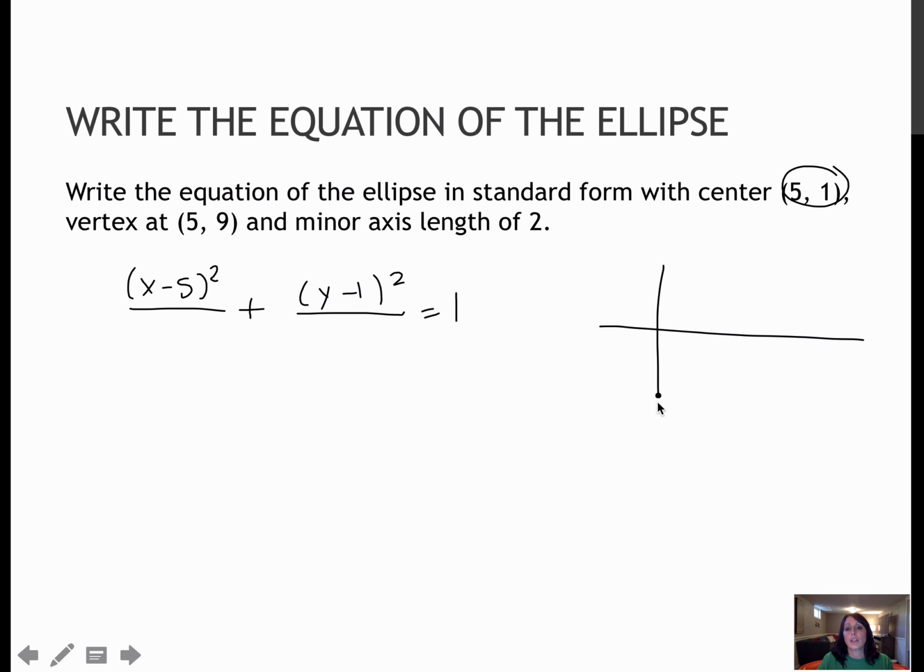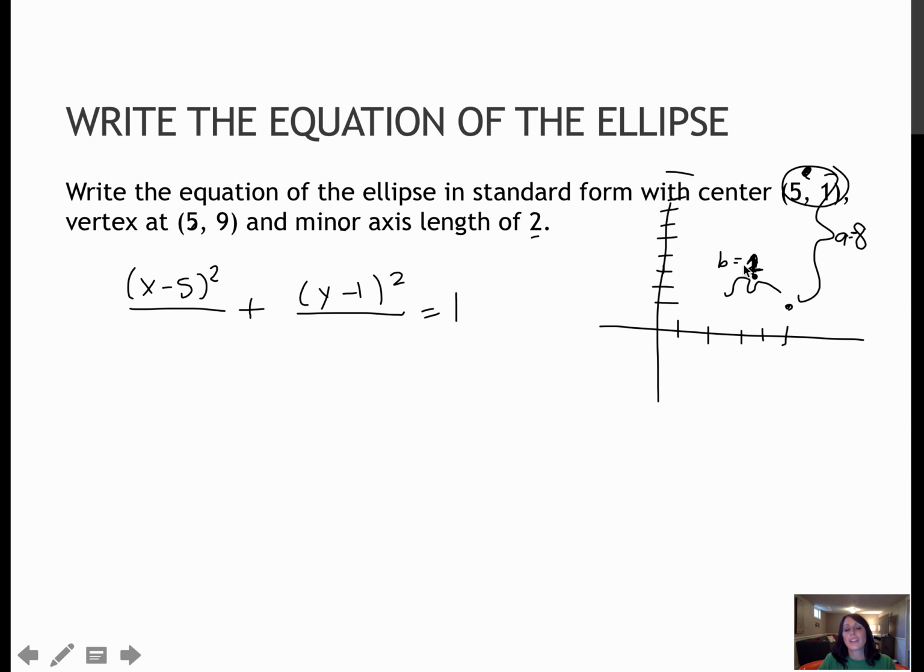And let's go ahead and look at 1, 2, 3, 4, 5, 1. The vertex is at 5, 9, way up here, which means the distance between these two is 8, and of course that's going to be my a value. The minor axis length is 2, so that means this distance is 2, which means that's the b value. Oh, just kidding. The minor axis length is 2, which means it's 1 in each direction.